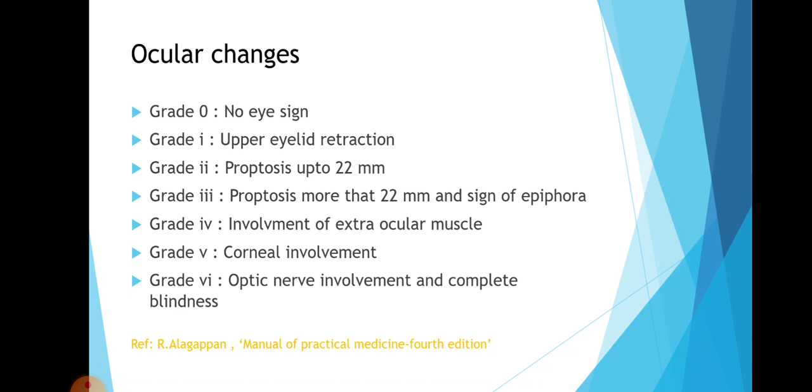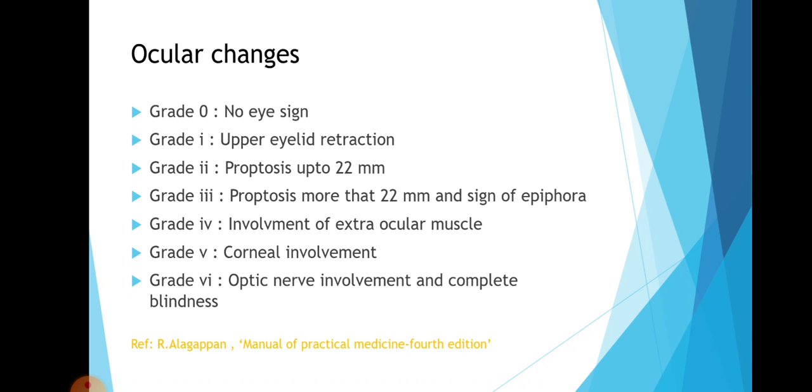Now in grade 5, there is a corneal involvement. Why is it there? Because due to that proptosis, there is not proper tear flow, as well as tear distribution over the ocular surface. So the cornea is getting stressed very much, and it is now involved, as well as the conjunctiva, so it leads to dry eye and also redness.